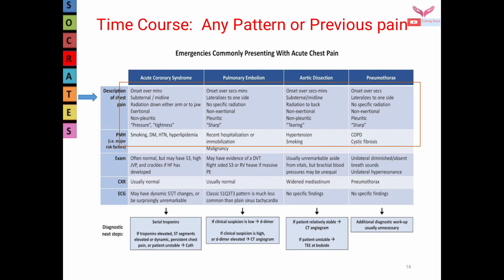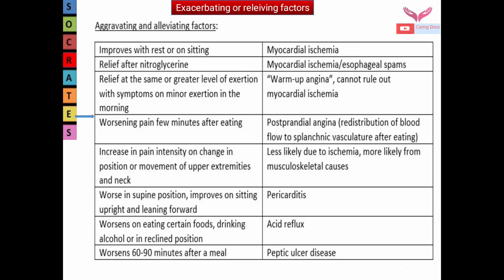It lateralizes to one side. There is no specific radiation. Patient will have pleuritic sharp type of chest pain. Will have history of COPD, cystic fibrosis. On examination, we will have diminished or absent breath sounds on the affected side, and there may be hyperresonance on that side. Chest X-ray will show pneumothorax, and we can manage this case by putting a chest tube.